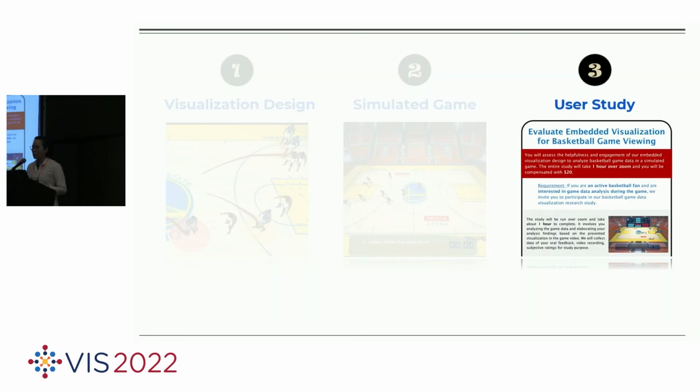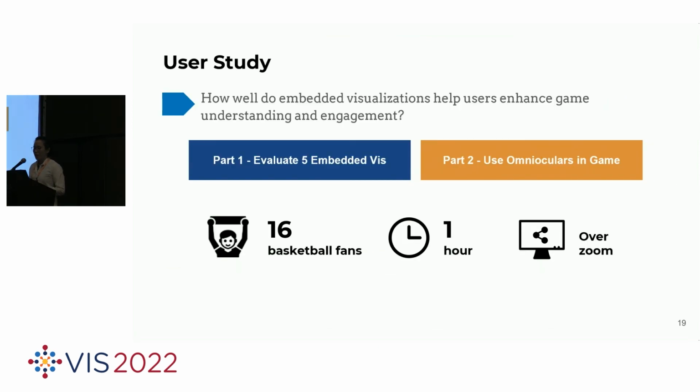Finally, we conduct a user study with basketball fans to understand how users derive game insights with omnioculars. The study contains 2 parts. In part 1, the fans evaluate each of the 5 visualizations, and in part 2, they can combine different visualizations to help them generate game insights.